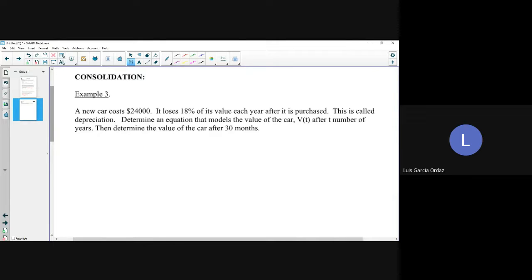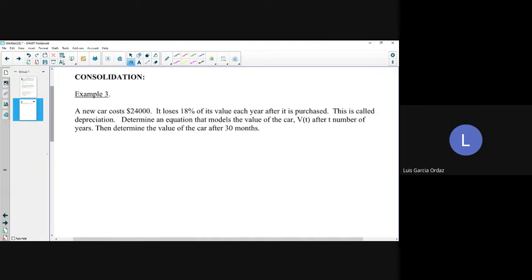So example 3, a new car. This is how much you lose in value when you buy a car, any car now. A new car costs $24,000. It loses 18% of its value each year after its purchase. This is called depreciation. Determine an equation that models the value of the car, V of T, after the number of years. Then determine the value of the car after 30 months.